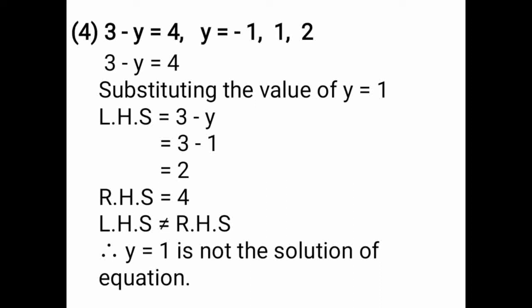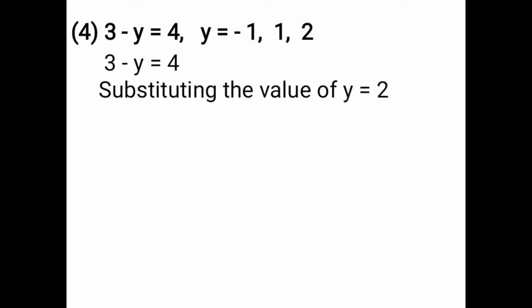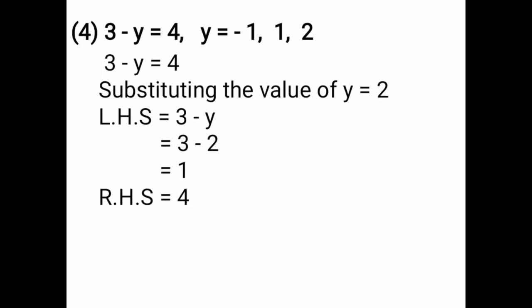Last one, value of variable y is given 2. So you have to do the same sum by substituting the value of y is equal to 2. You have to follow the same process as I have solved by substituting the value of y is equal to 1. 3 minus y is equal to 4. Substituting the value of y is equal to 2. Left hand side is equal to 3 minus y, that is equal to 3 minus 2 is equal to 1. Right hand side number is given 4. After solving the left hand side I am getting the answer 1.